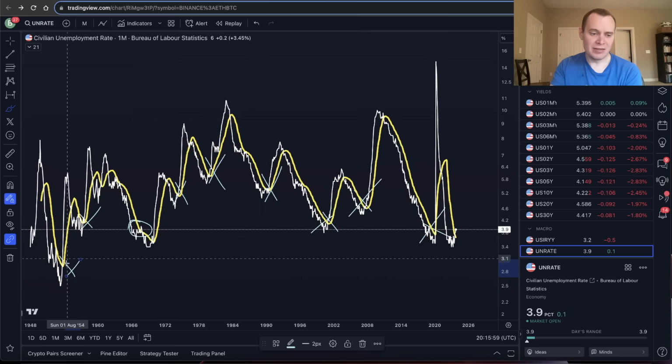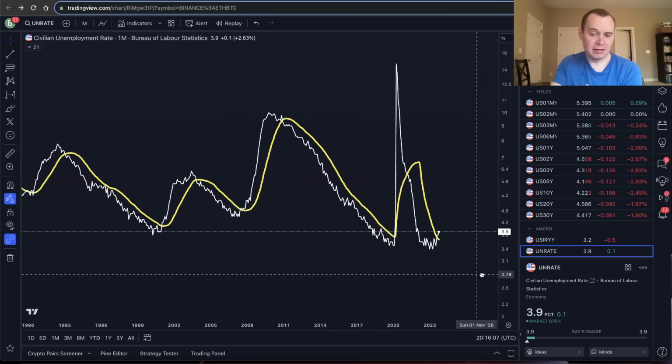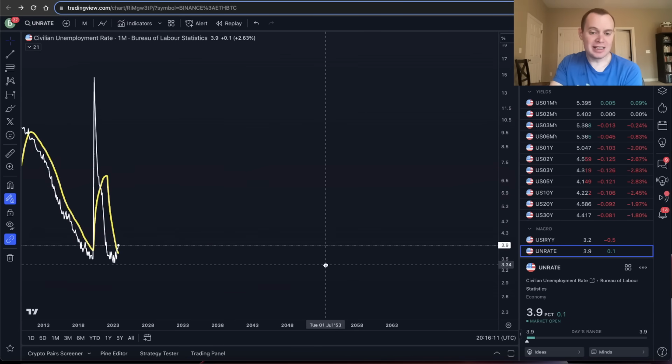There's 5, 6, 7, 8. So you have 9 examples right here. One of them was a fake out. What will number 10 be? Is it a fake out? I don't know. You could make the case either way.